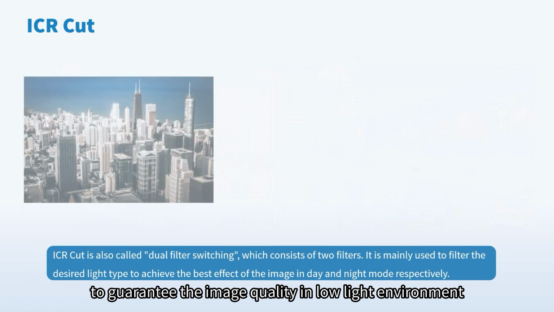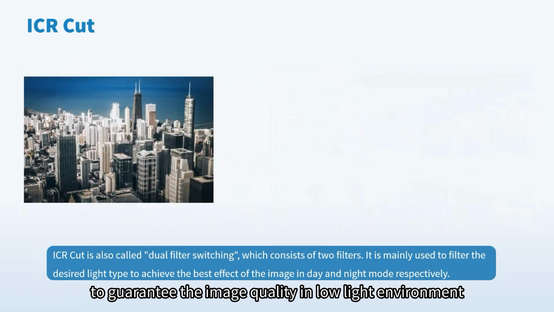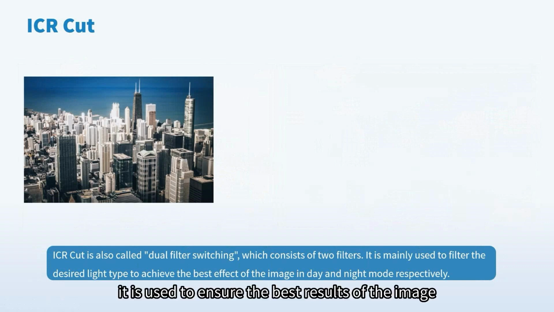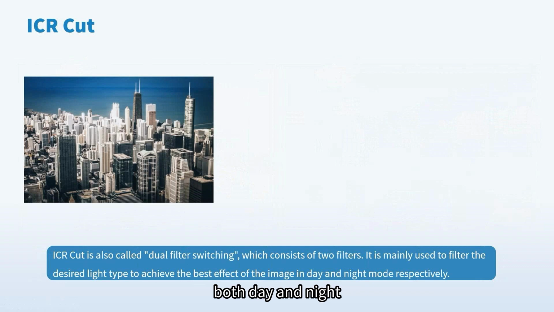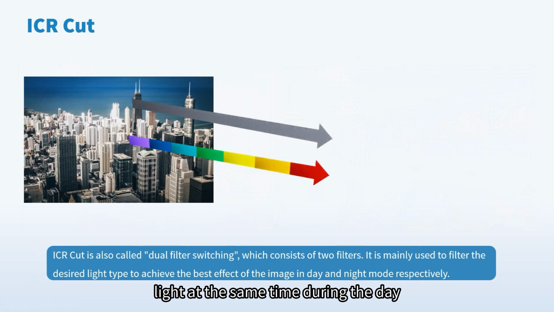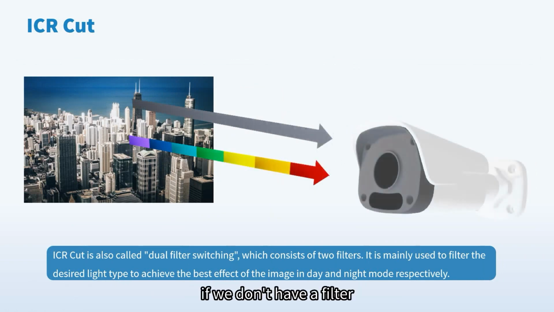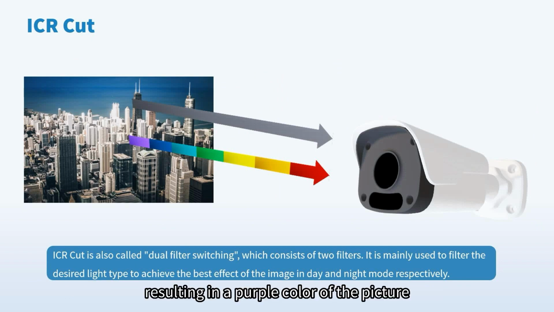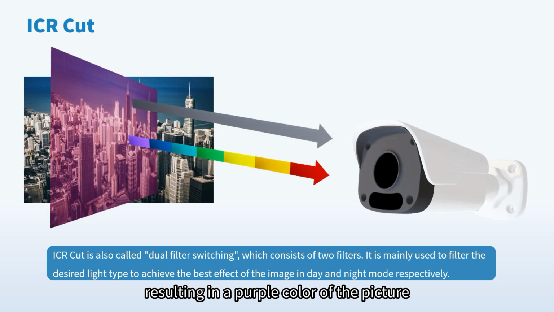Cameras also own various features to guarantee the image quality in low light environment. For example, the ICR cut. It is used to ensure the best results of the image both day and night. Let's take this picture as an example. It emits visible light and infrared light at the same time during the day. If we don't have a filter, the camera will collect these two kinds of light at the same time during the day, resulting in a purple color of the picture.